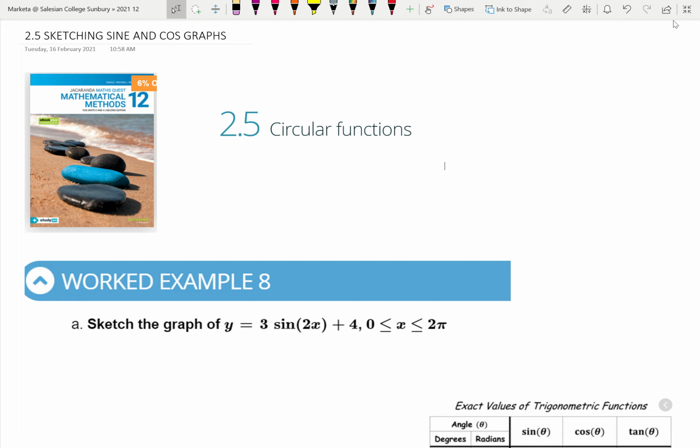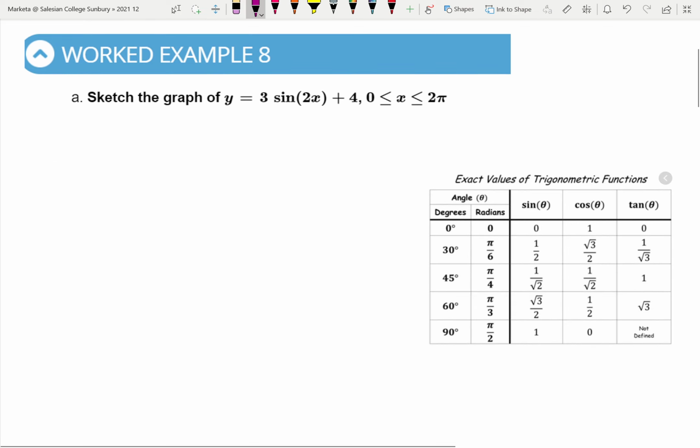Hi guys, so today we're going to be doing sketching sine and cos graphs. This is a little bit of a long one and a little bit of a hard one, a little bit tedious, especially when we have to find x-intercepts and endpoints. This is from 2.5 of the JacPlus textbook, and these are the worked examples. So let's get started on this sine graph here.